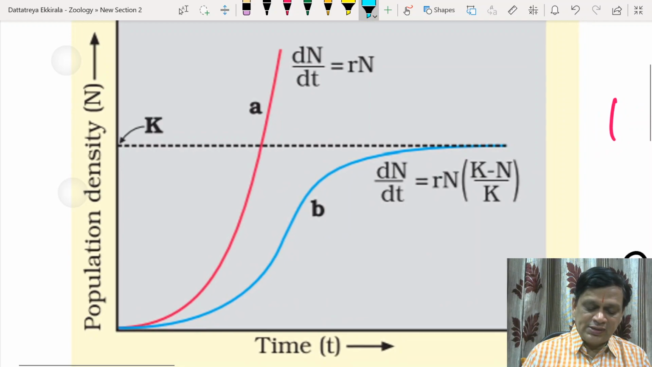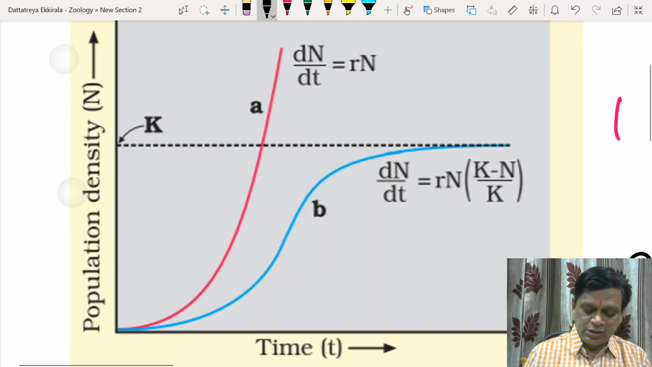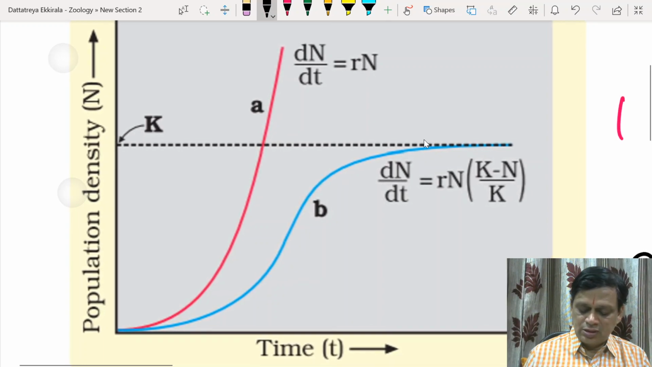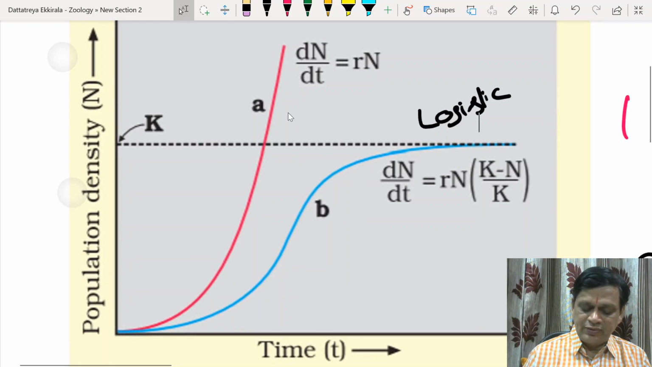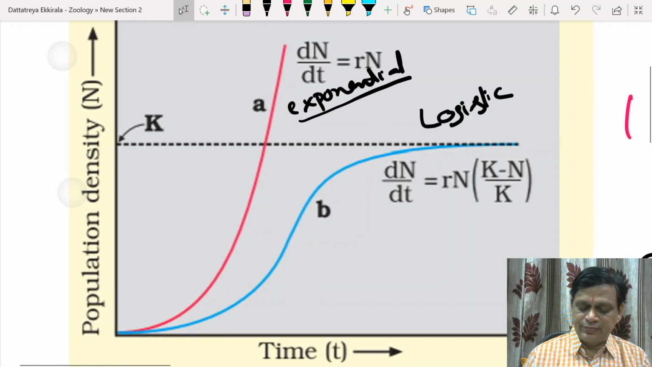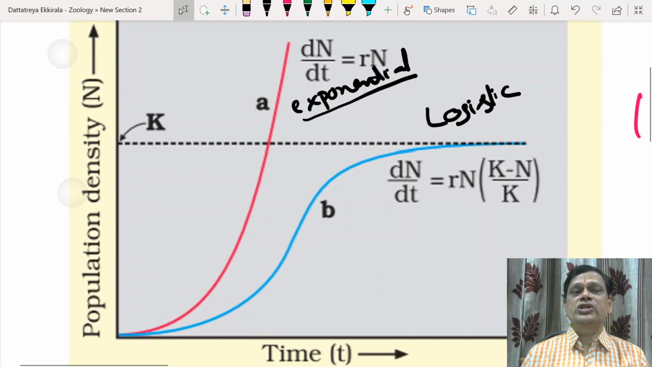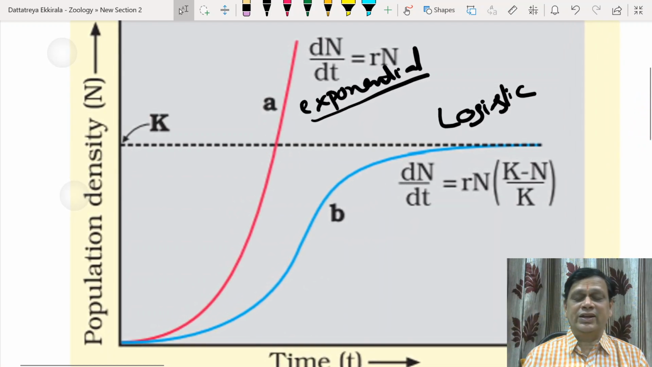So one is called, this is a logistic growth curve. This blue color shaded one is the logistic growth curve. The other one is exponential growth. In exponential growth, the population is increasing very fast.